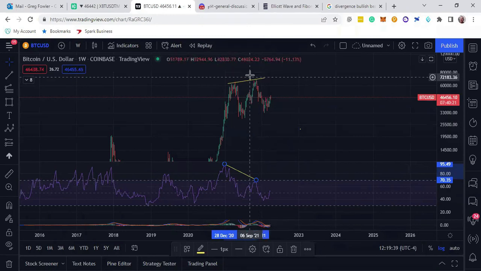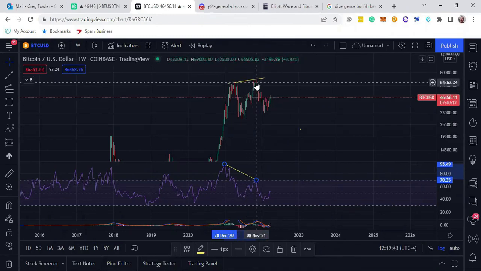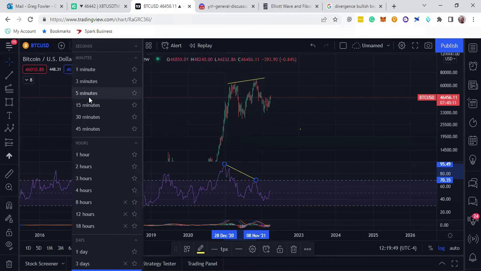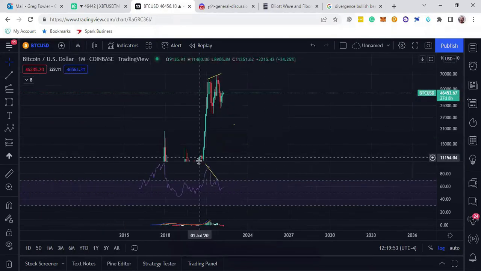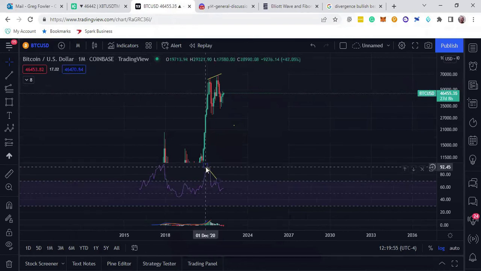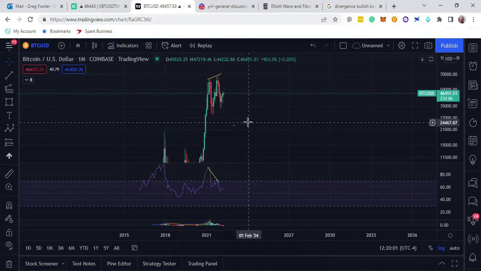So here's a weekly chart. This should have been even more of an indication that Bitcoin was not going to go to 100,000, and also an indication that it was probably time to start looking at shorts. So on the weekly, let me go to the monthly. Same thing. Here's the monthly chart. And the more time you go out, the better the indicator. But on the monthly, massive bearish divergence.